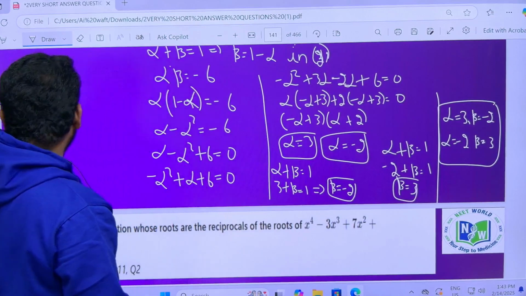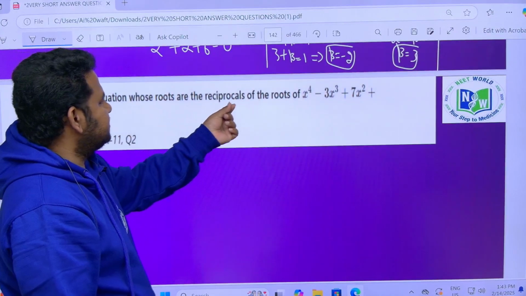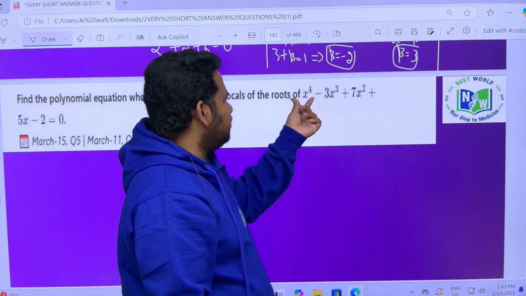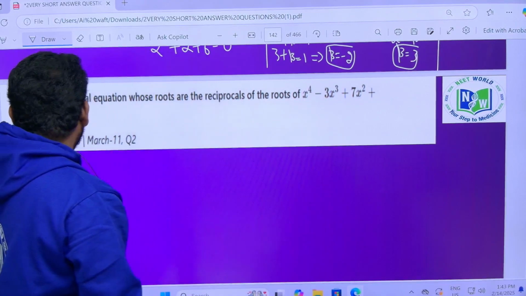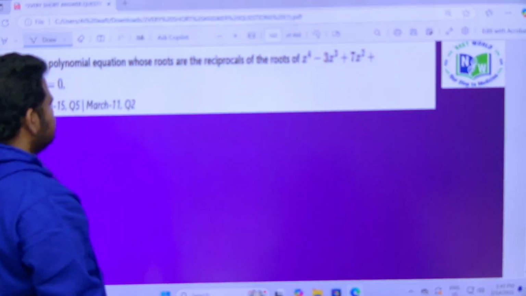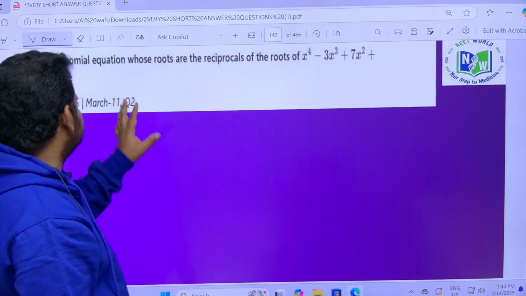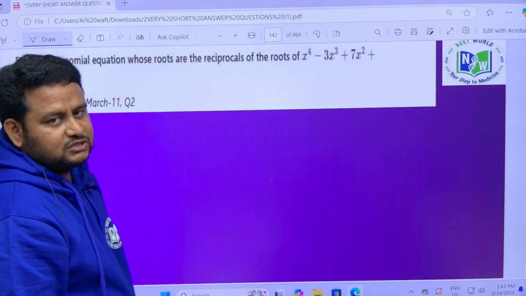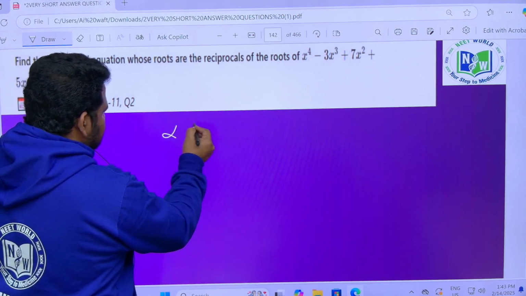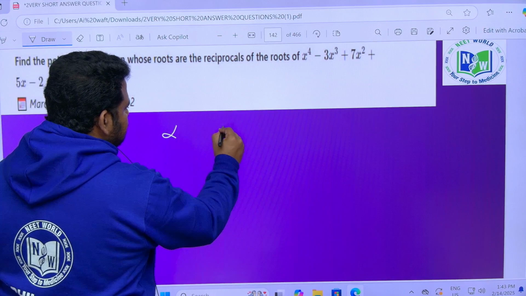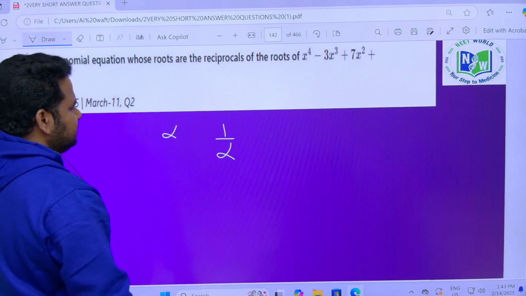Okay, now continuing: find the polynomial equation whose roots are reciprocals of the roots of x to the power of 4 minus 3x cube plus 7x square plus 5x minus 2. That means for the given equation we have to find another equation whose roots are reciprocals. Suppose the roots of this are alpha, then the roots of the required equation will be 1 by alpha. That is the meaning of reciprocal.